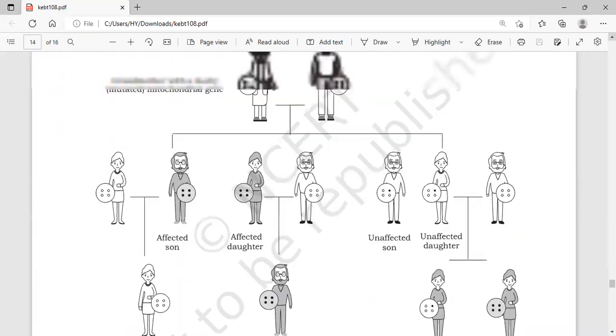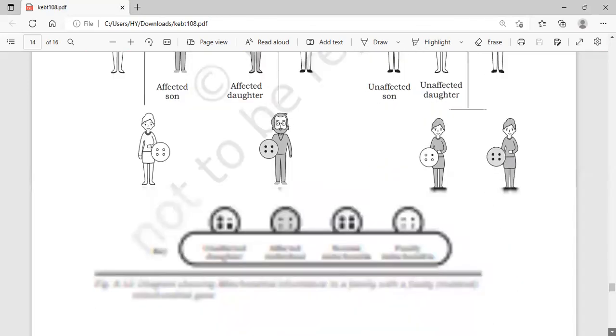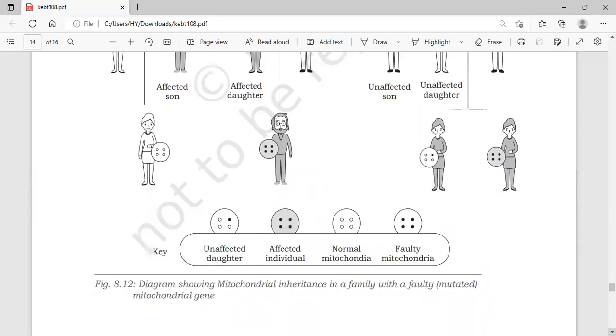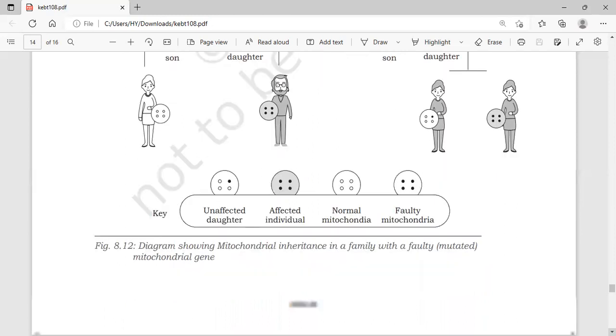Mutated mitochondrial gene in the mother, grandmother with a faulty mutated mitochondrial gene. Then it is passed on to the affected son, and he got married. And so they got a daughter. And one affected daughter also got married, and she has passed that gene to the son. And here also one unaffected daughter has passed the gene to their daughter. So here the inheritance pattern is showing the unaffected and affected individuals, normal mitochondria and faulty mitochondria.